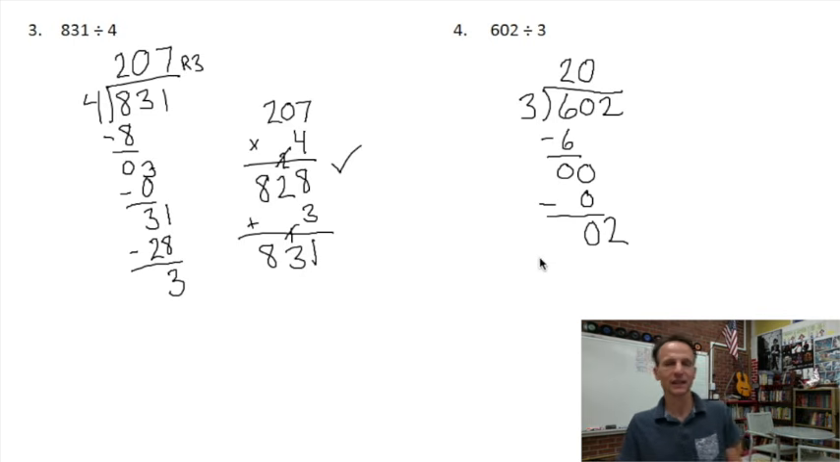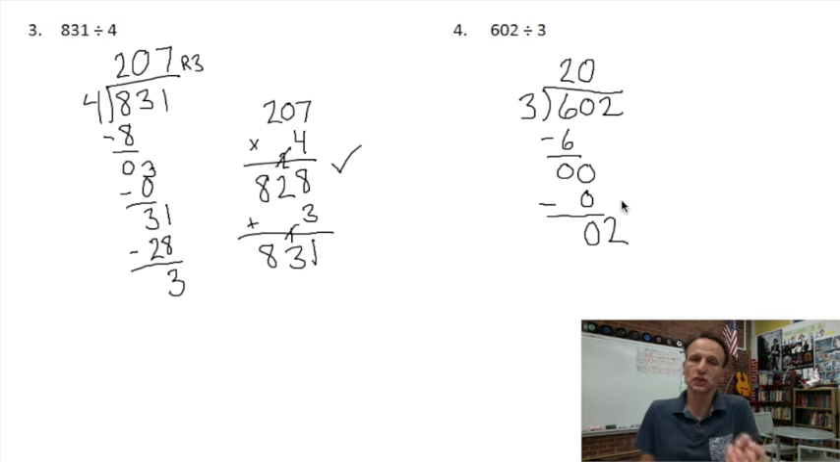Now here we go again with something tricky. I have 2 donuts, right? It's 2 ones. I have 2 donuts, and I have 3 people. And they're saying, how many do we get each? I say, you get nothing. You get 0, because I have 2 donuts and 3 people.